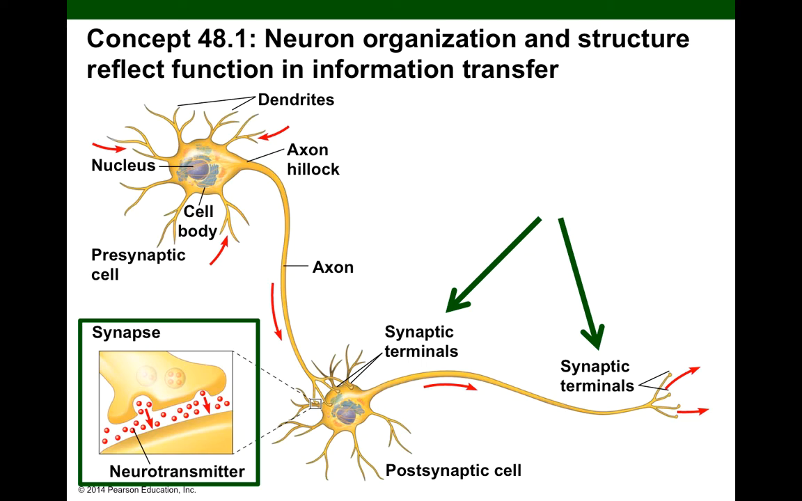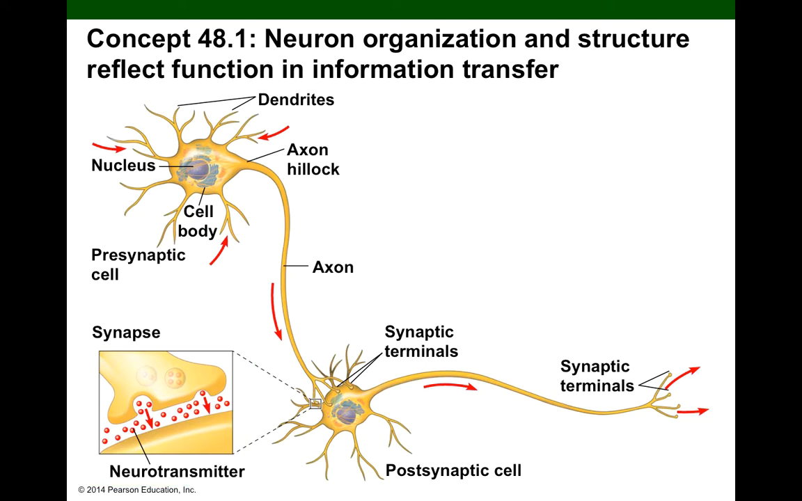So when the electrical signal reaches the synaptic terminal, it can't just jump across the gap to the next neuron. It has to find another way to get over there and continue the signal. This is where the chemical signals come in. The chemical signals that carry the information from one neuron to the next are called neurotransmitters.